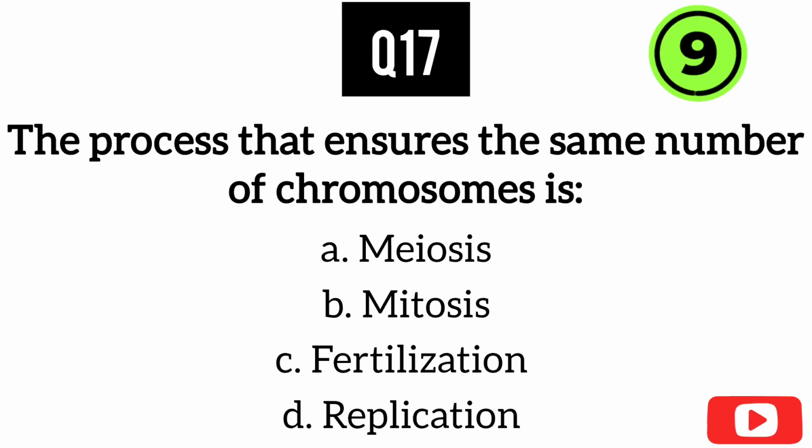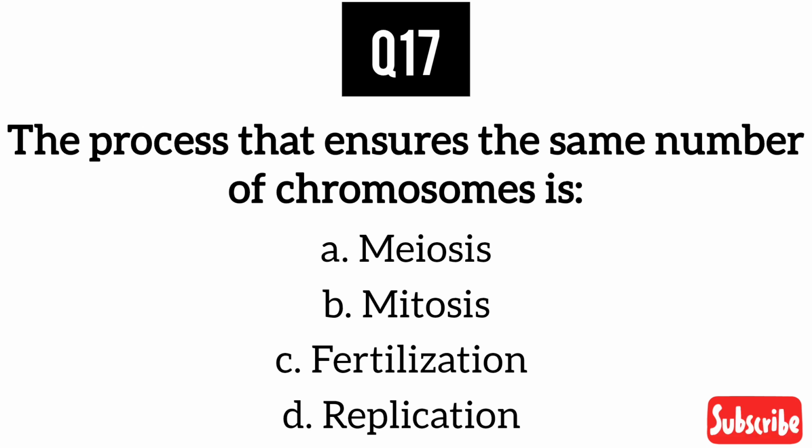Question 17. The process that ensures the same number of chromosomes is A. Meiosis, B. Mitosis, C. Fertilization, D. Replication. The correct answer is mitosis. Mitosis ensures each daughter cell has the same chromosome number as the parent cell.